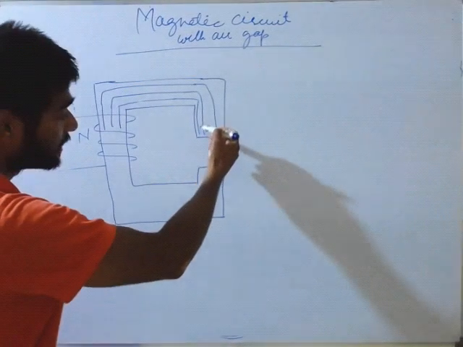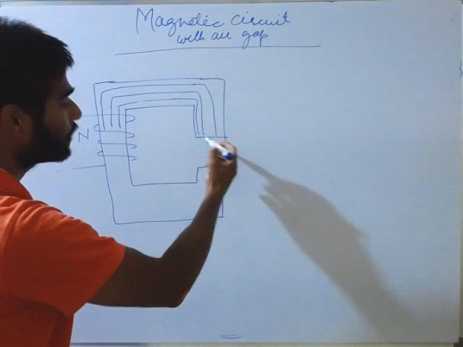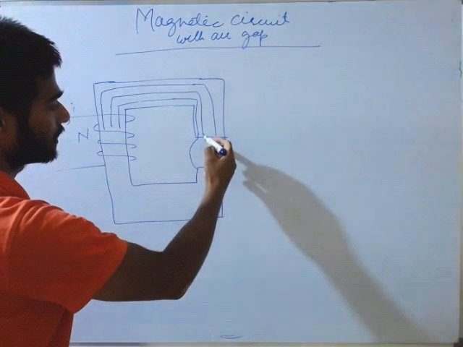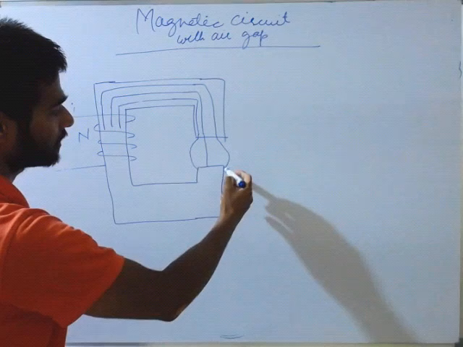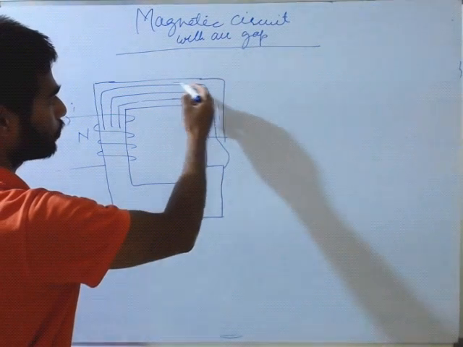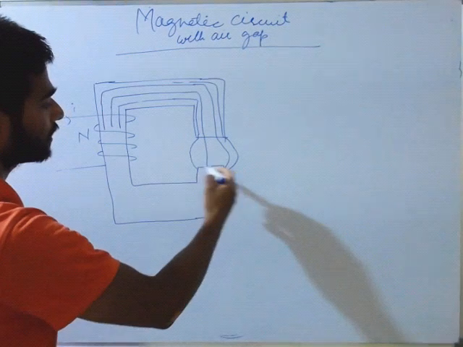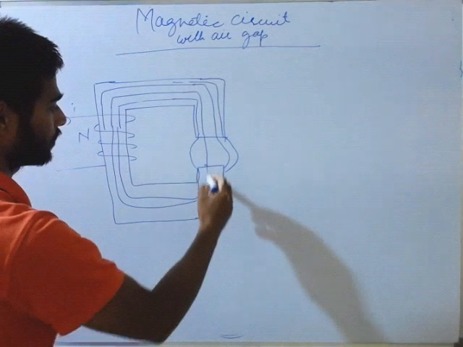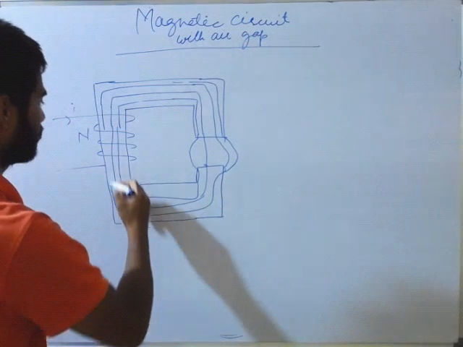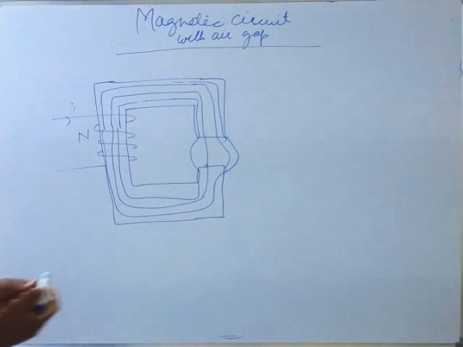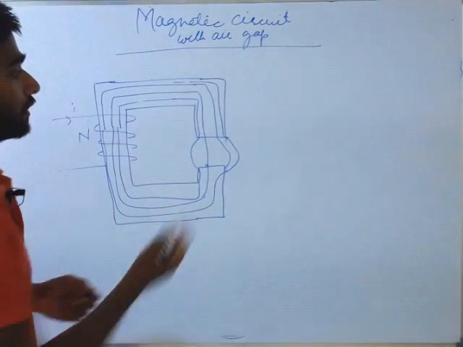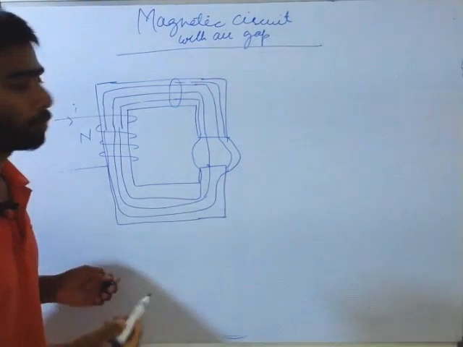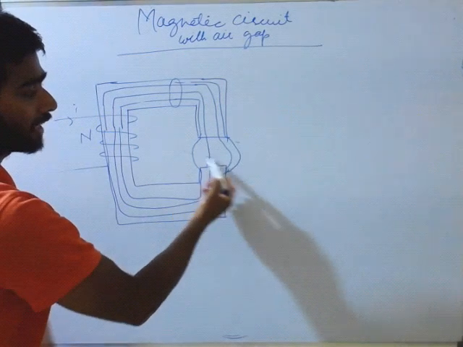Now, when it enters into the air, what will happen is these flux lines will diverge, like this. Suppose more flux lines are there, they will get diverged. Then through this path they complete their loops. So what is happening here is that the flux lines in the core occupy the cross sectional area of the core, but in air they are occupying a large area.